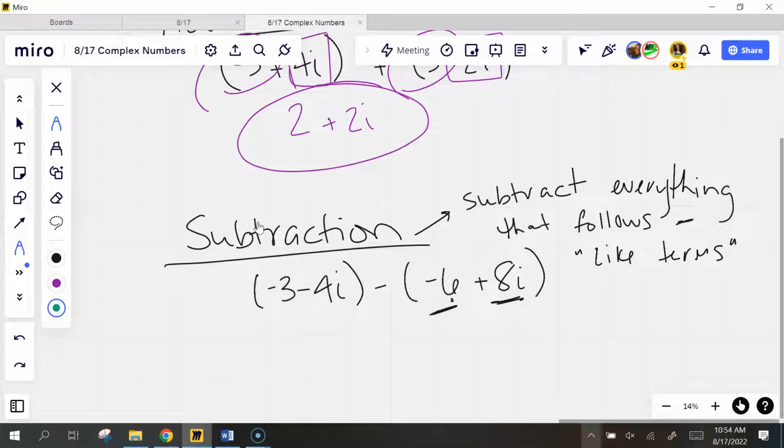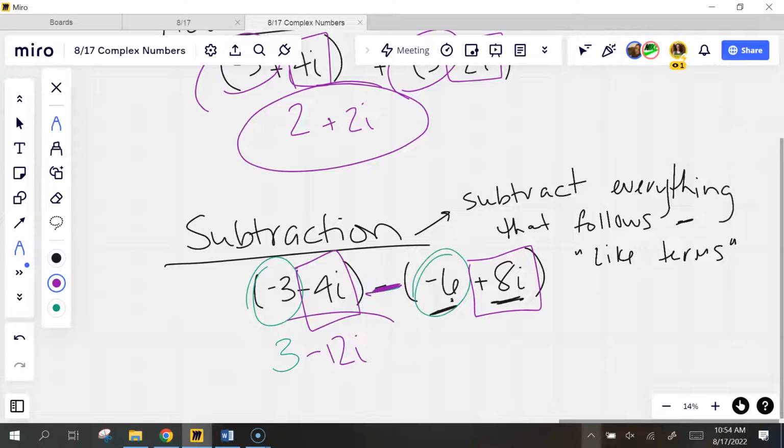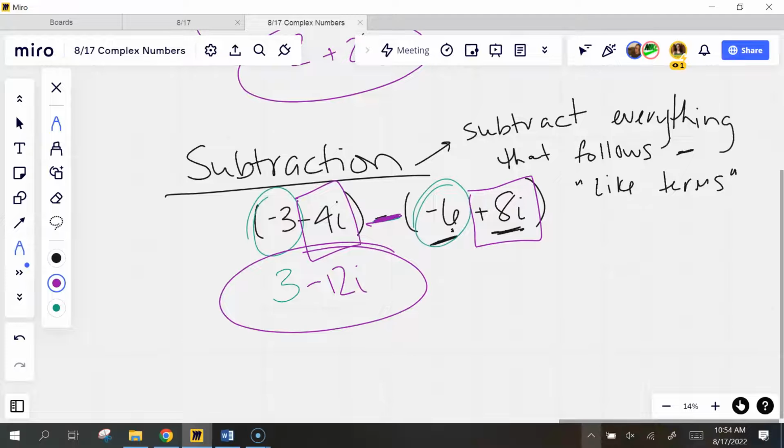Okay, well let's just look at the like terms. -3 minus -6 is +3. Everybody okay with that? Got it. -4i minus 8i is -12i. You have to subtract everything, but that's it. That's all subtraction is. Almost as easy as addition. Are we all on the same page? Let's multiply.